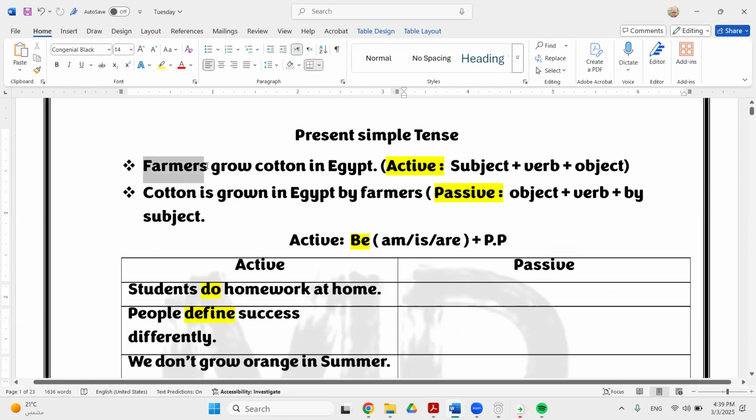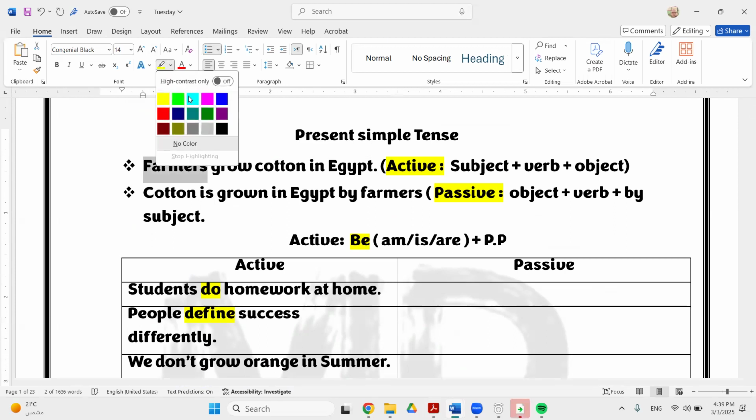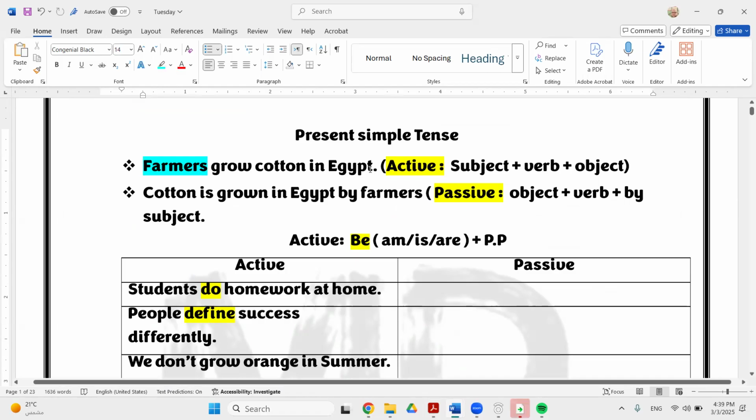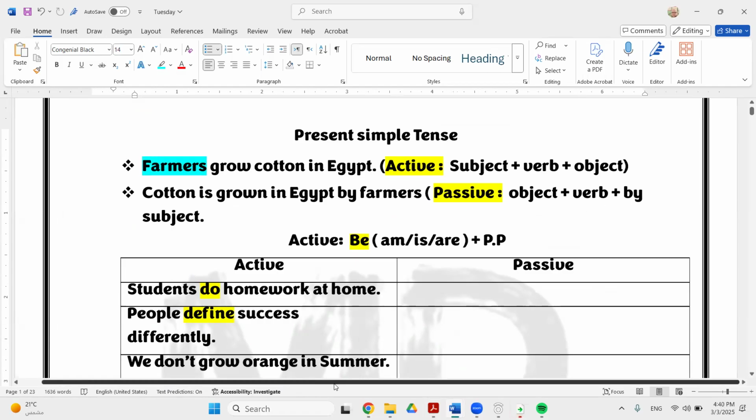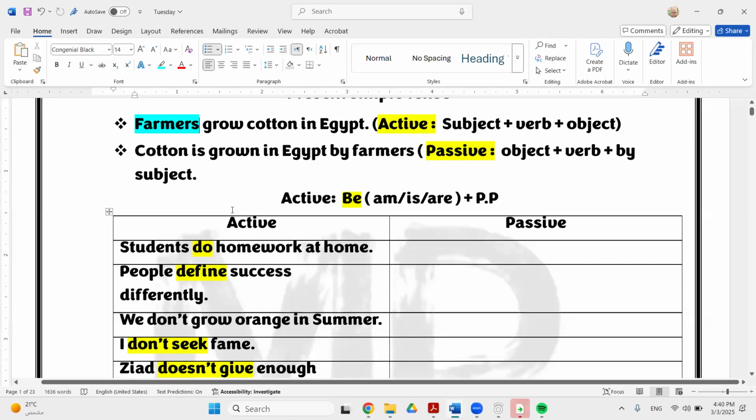But in the English language, sometimes we don't know the subject. Sometimes we don't know who did the action. Sometimes we don't care about this. So the sentence takes another structure and can start with the object. I started with the word cotton. I made some changes to the verb grow, but it is grown in Egypt by farmers.